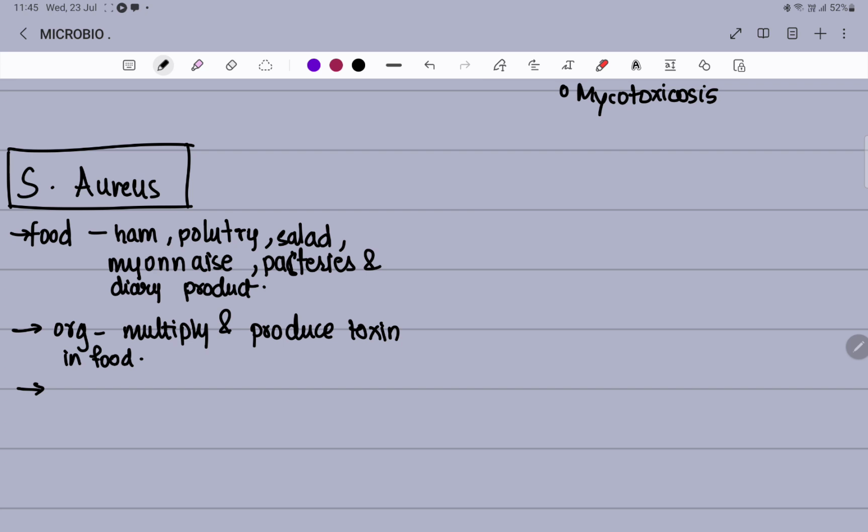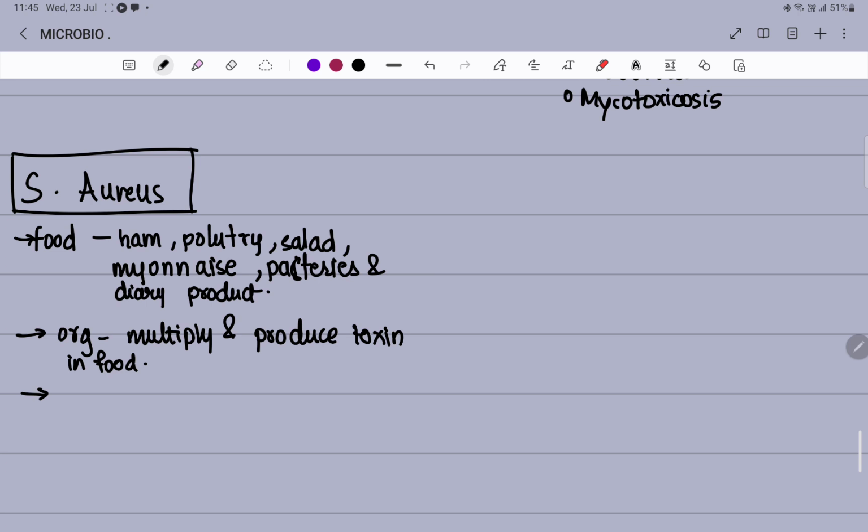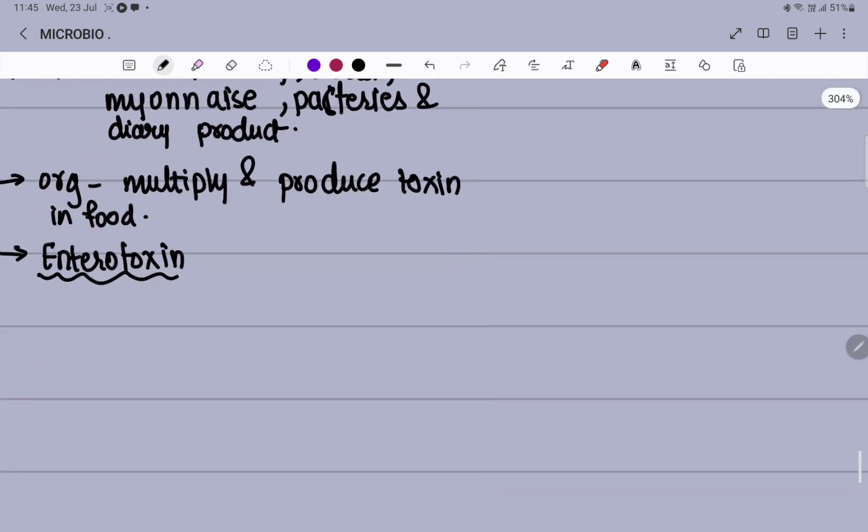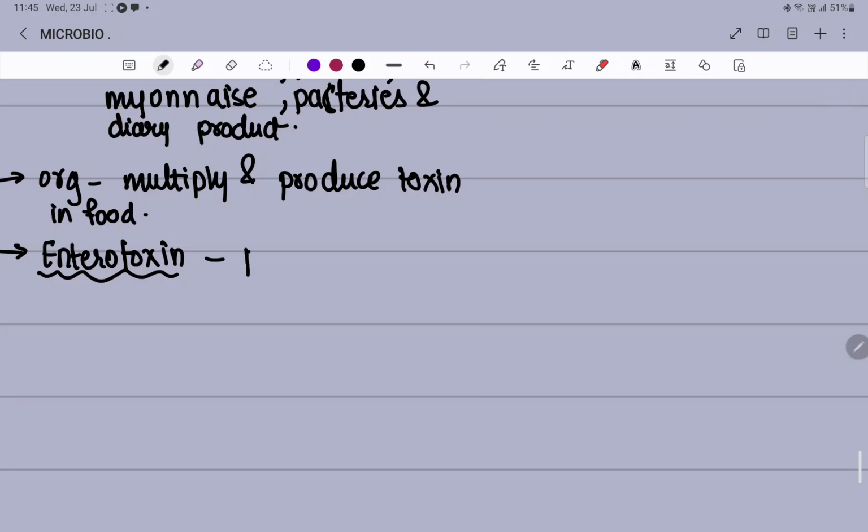What will happen next? The action of enterotoxin will take place. Enterotoxin is expressed by nearly 50% of S. aureus strains. It is a preformed toxin. This is very important to know about enterotoxin. Enterotoxin is any toxin acting on your GI system. Firstly, it is a preformed toxin. Very important. It is already formed.